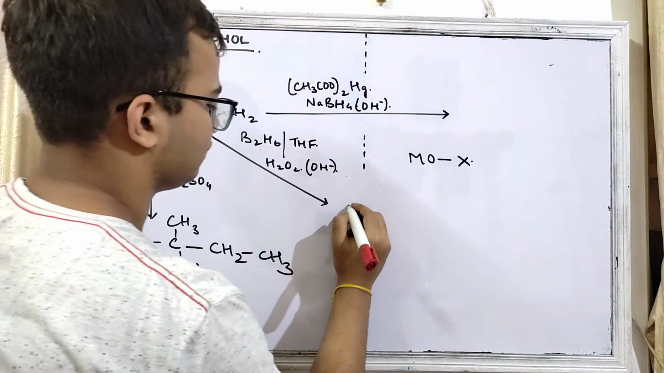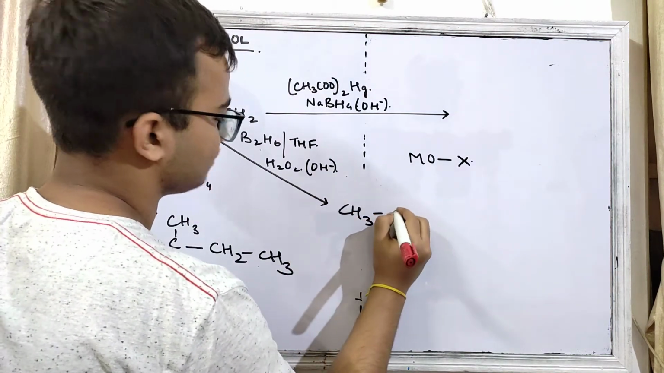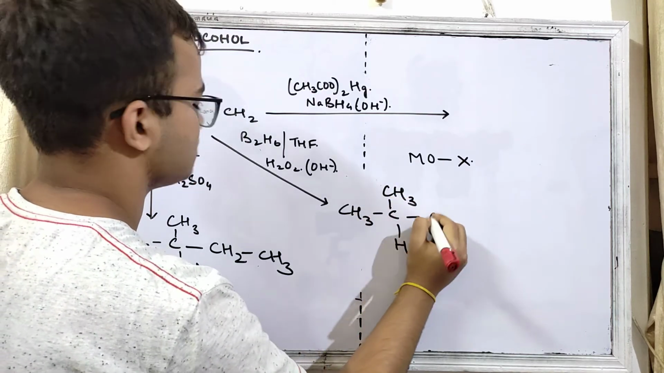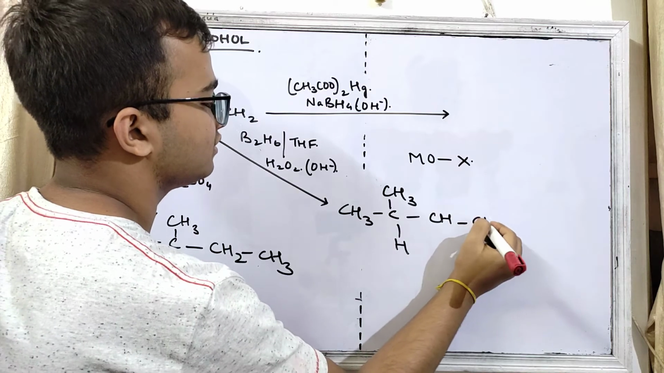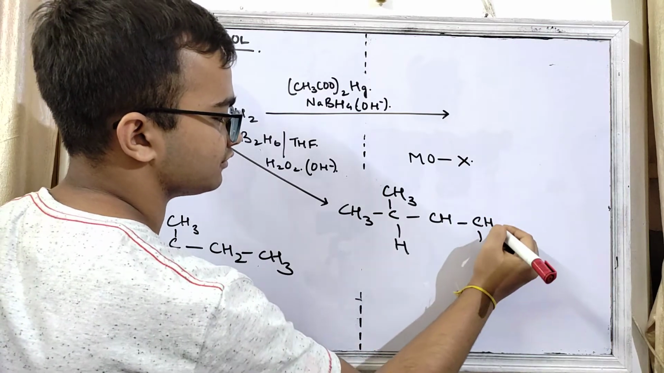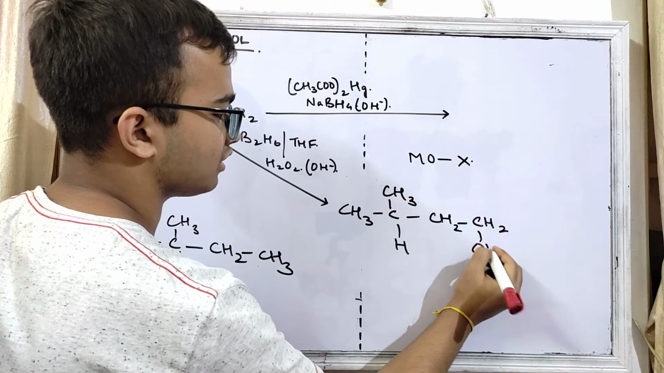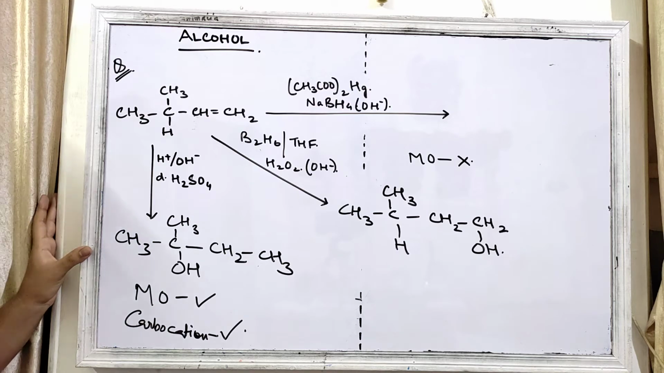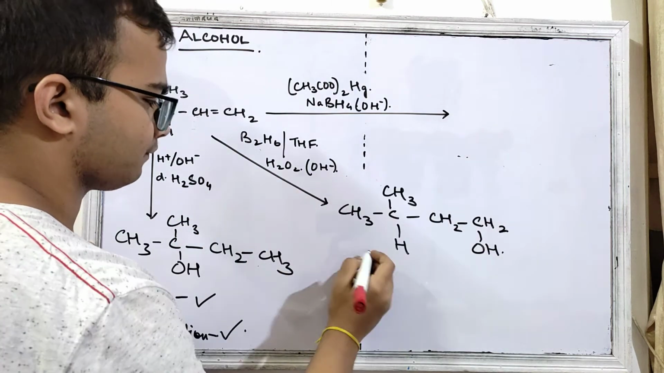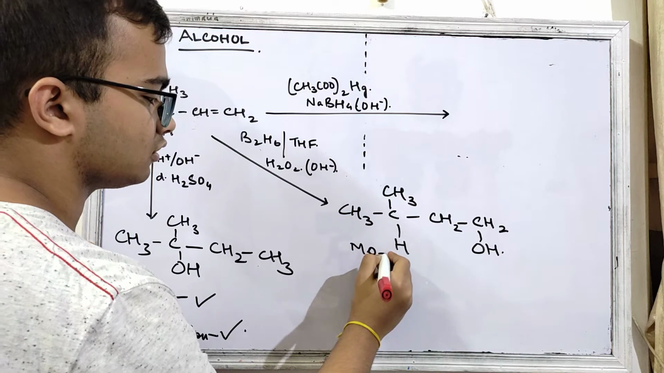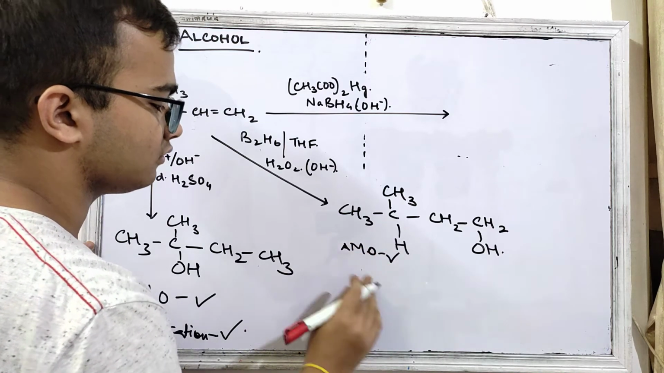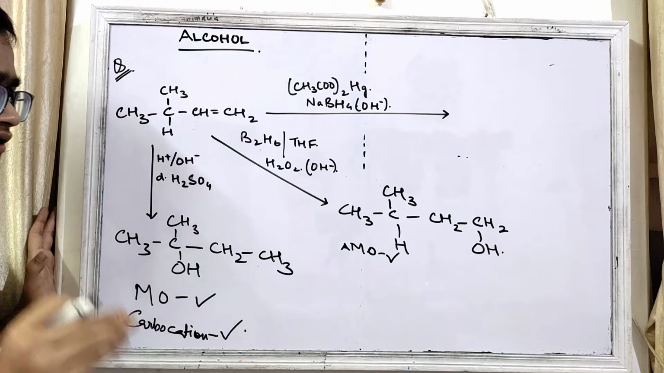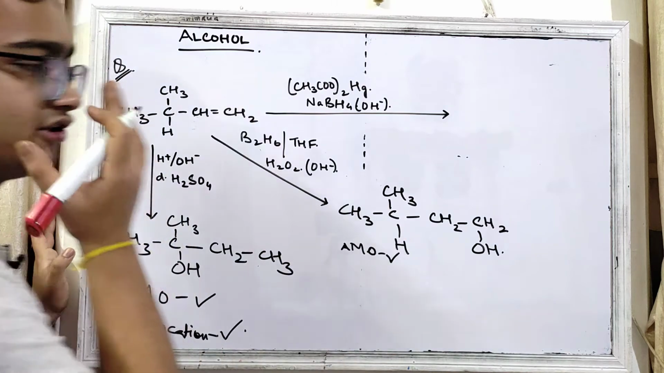So let us write CH3, CH3, here is H, here is CH, single bonded CH, this will be CH2, this will be CH2 and this will be OH. Clear? Here the Markovnikov rule is not being followed, or you can say the anti-Markovnikov rule is being followed. There is no question about carbocation formation, and no question about rearrangement to occur. So this product is being formed.